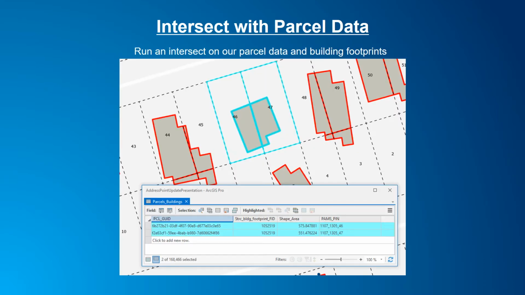We then ran an intersect with our parcel data and building footprints, and we added that information into the dictionary as well. So again, we have the PCL GUID, that's our key in the dictionary. We're adding the FID, the unique ID for each building, and then the shape area. And then we're also generating the point centroid of these intersecting geometries ahead of time and storing that in the dictionary so we don't have to do it within our search cursor. And then we're also storing the PAMS pin in the dictionary if we didn't already get it from an intersecting parcel with the address point.